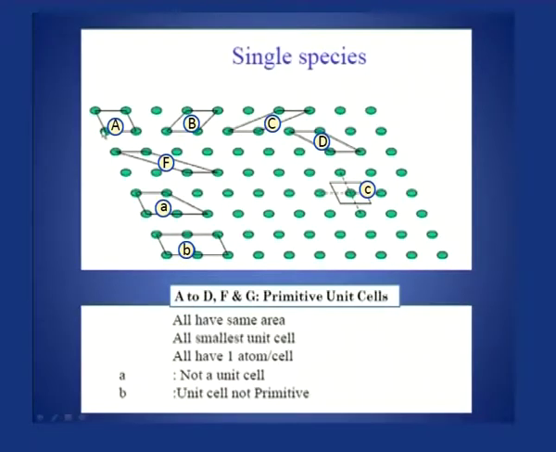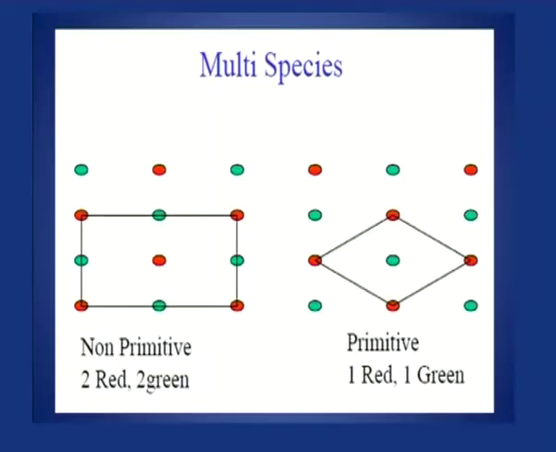Now, for the multi-species case, I am showing the primitive cell as well as a compound unit cell, in which you have got only a single species, or only one kind of atom. Now, let us go to multi-species. You have got 2 colors, or 2 kinds of atoms or ions. This is a primitive cell having 2 species. This is a non-primitive cell, containing again 2 species. This is a primitive cell, whereas this is a non-primitive cell.